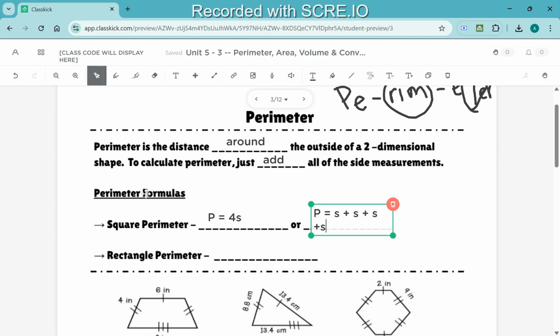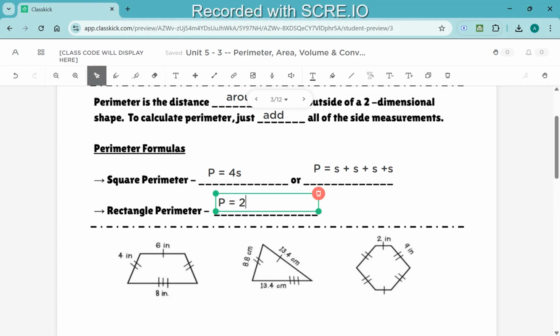Or if you like to do addition, you can also think of it on your star chart. You're going to see P equals 4S. For a rectangle, it's 2L plus 2W. So that just means perimeter equals 2 times the length plus 2 times the width.